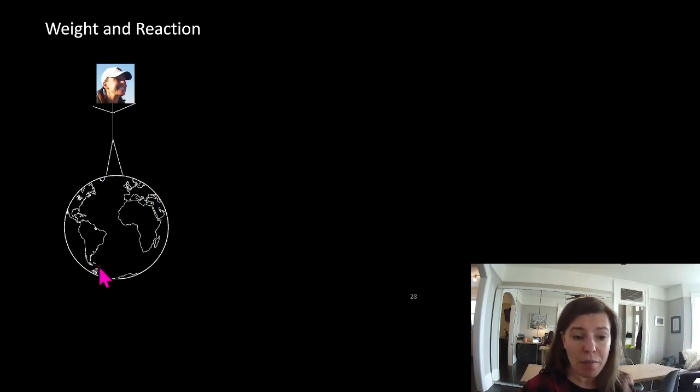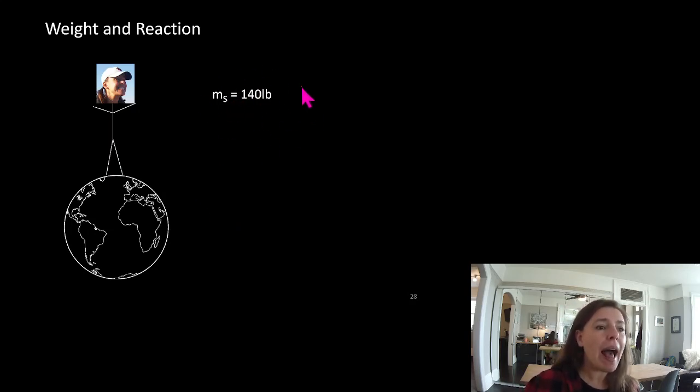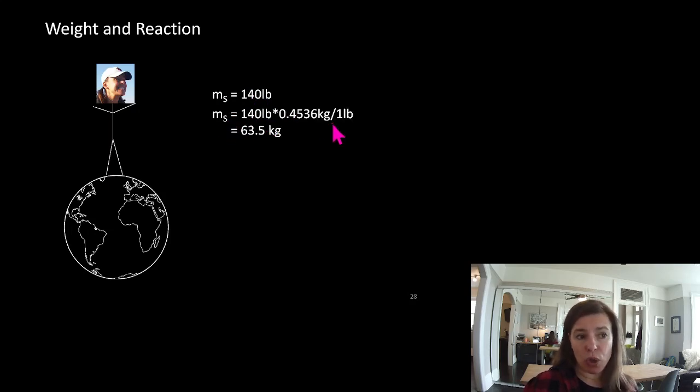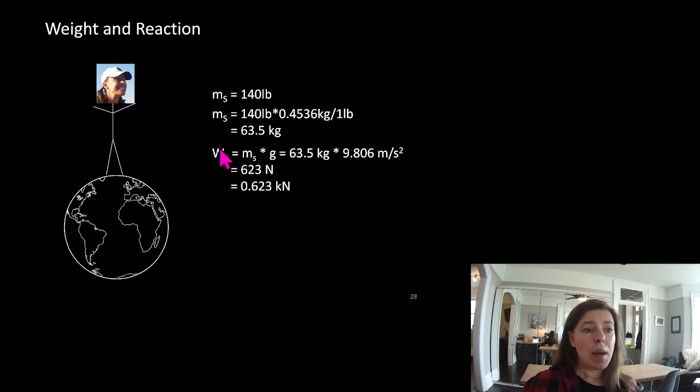For me right now, my chair needs to be able to resist that force. Let's say I weigh 140 pounds, or I did a year ago, not so much right now. So I have a mass of 140 pounds. We can turn that into kilograms. So that's 63.5 kilograms.